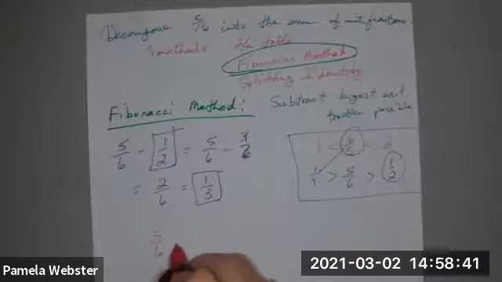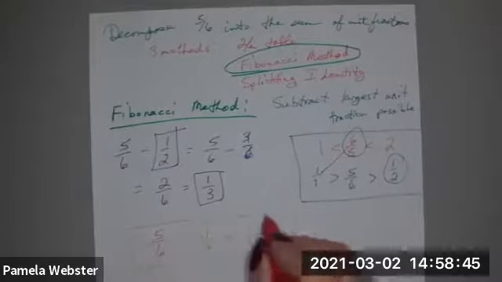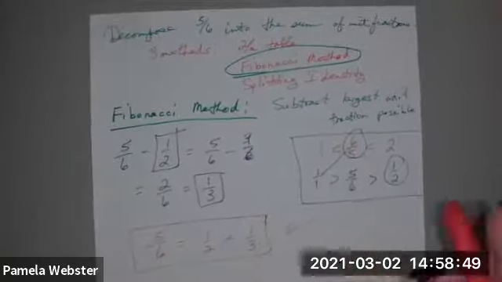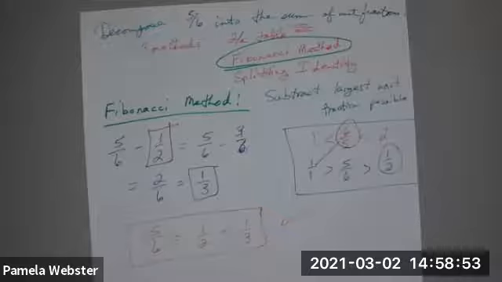5/6 is equal to the sum of 1/2 plus 1/3. Done. And you're not finished with these problems until you write them as a sum of unit fractions, right? So just because you found the 1/2 and the 1/3, yay for you. But if you don't come back and decompose it and write 5/6 equals 1/2 plus 1/3, you're not going to get completely full credit.